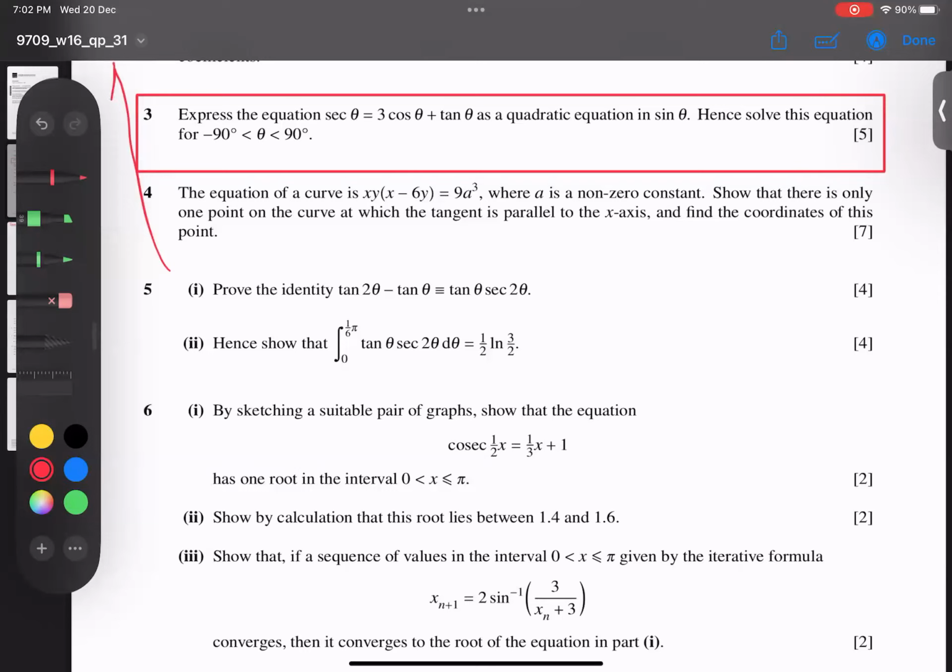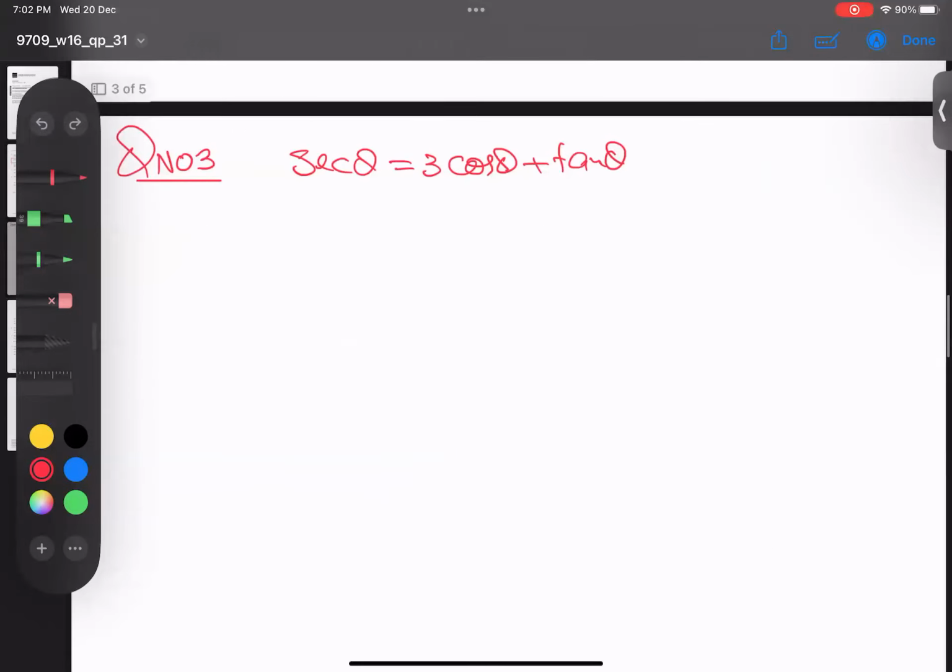You can see in the upper corner, October 2016, variant 31, question number 3. The question is: express this whole equation in terms of a quadratic equation of sine theta, and hence solve it, but make sure the angle is in the range of 90 and negative 90. 5 marks. So let's try.